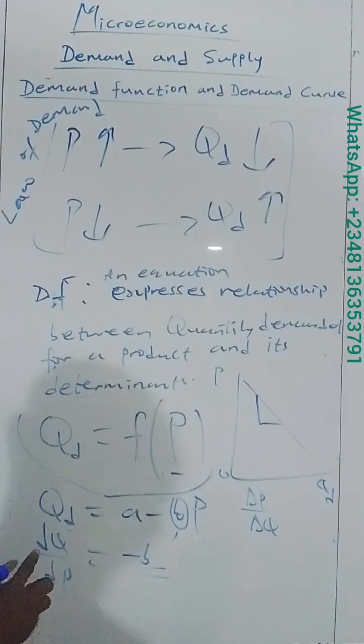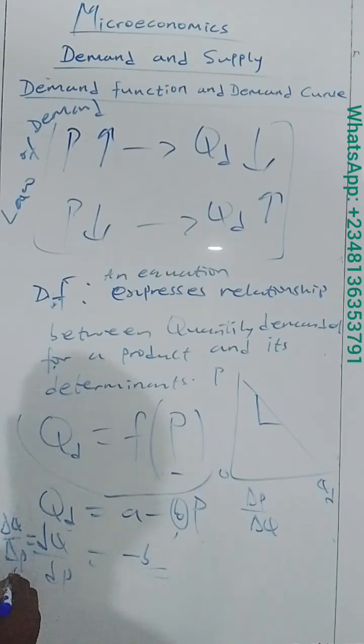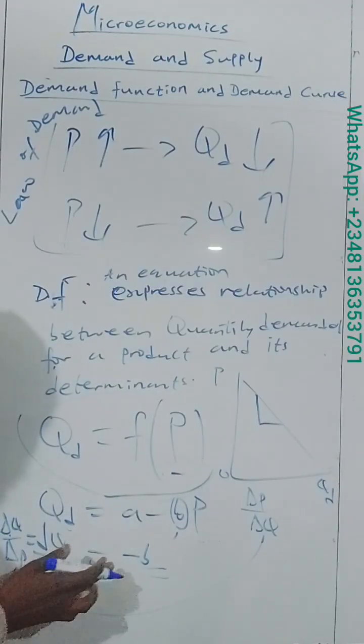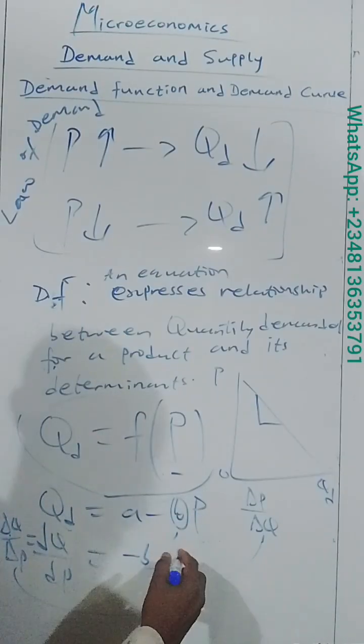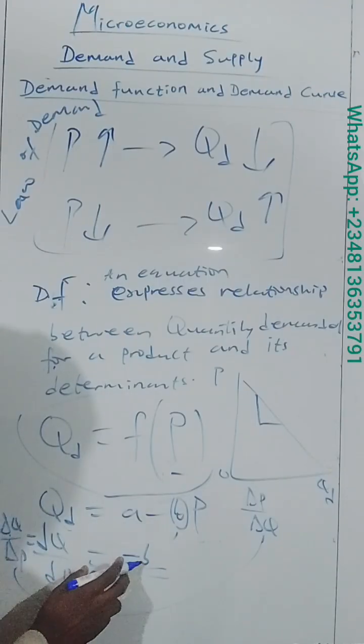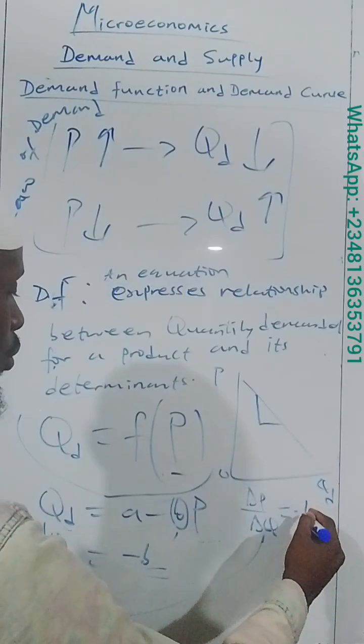Okay? And this dQ/dP is the same thing as changing Q over changing P. That is equivalent to this. If you compare this and this, you will see that this is the inverse of this. So in other words, this minus B represents the inverse of the slope of a demand curve. That is, the dQ/dP represents the inverse of the slope of a demand curve. Okay, in other words, if the dQ/dP is equal to minus B, the slope of the demand curve will be equal to minus 1 over B.